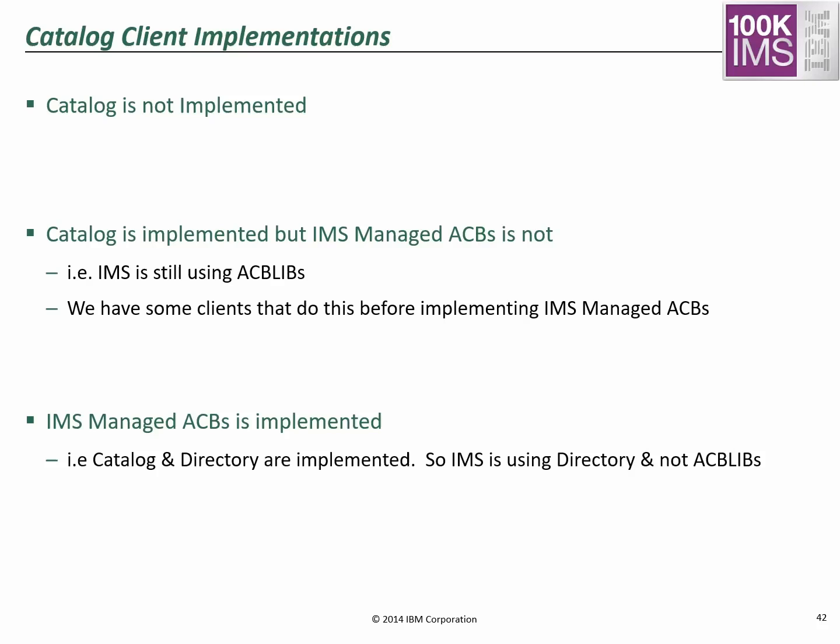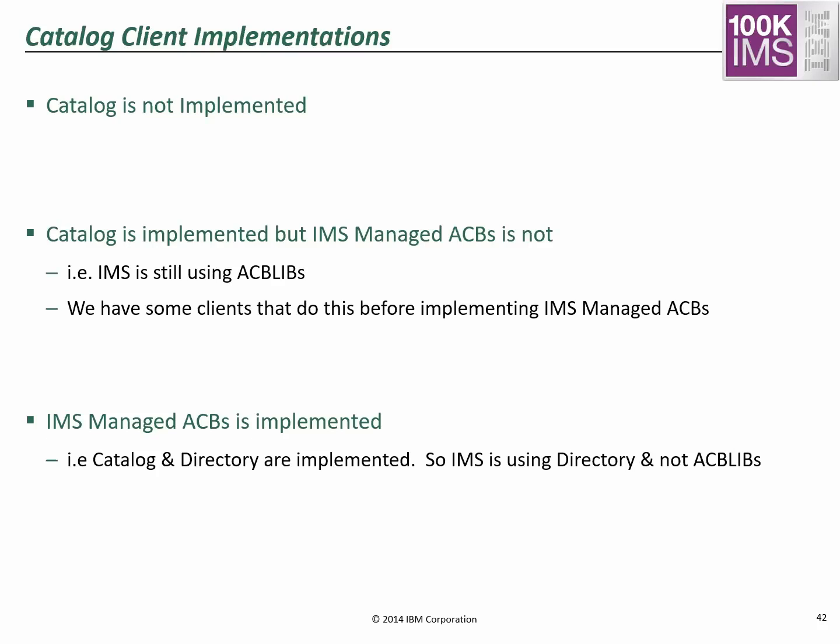Some clients have been doing this for two reasons. One, they wrote Java programs that access IMS data, and so they implemented the catalog, but they haven't implemented IMS managed ACBs yet. Then we've got clients that say, look, I'm going to implement IMS managed ACBs, but I'm going to do it in a two-step process. I'm going to first implement the catalog. I'm not writing Java programs to access IMS data. I understand that, but I'm going to implement the catalog, right? Enable it, make sure there's no problems, make sure I feel comfortable. And then I will implement the rest of the IMS managed ACBs infrastructure, right? So those are instances of clients that have implemented the catalog, but not IMS managed ACBs.